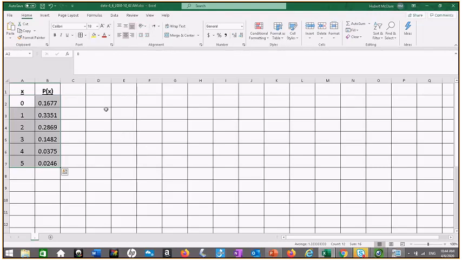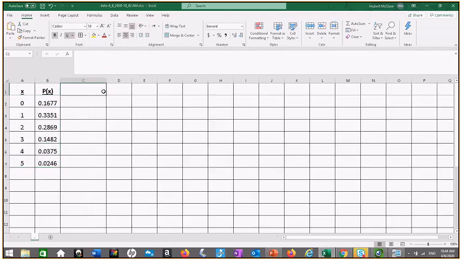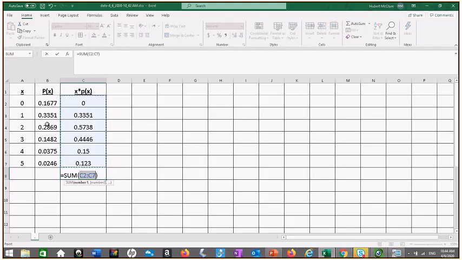So now let's find the mean. What is the mean? The mean is the summation of x times what? X times p of x. This times this, and copy that down and add that up, and that's our mean. So write that down as your mean.